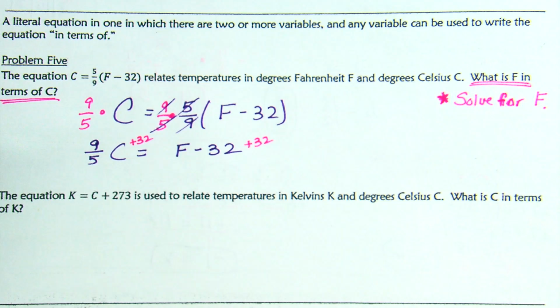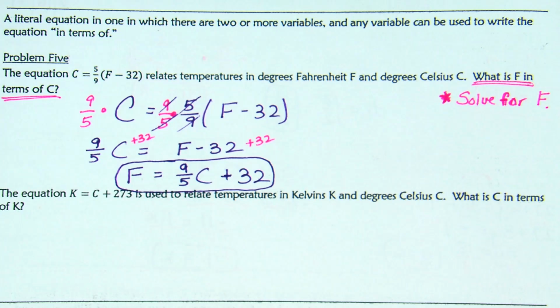Next equation. Okay, this one's pretty easy in comparison. The equation K equals C plus 273 is used to relate temperatures in kelvins, which is K, and degrees Celsius, C. What is C in terms of K? So what are they asking me to do here? What is C in terms of K? We're being asked to solve for C.